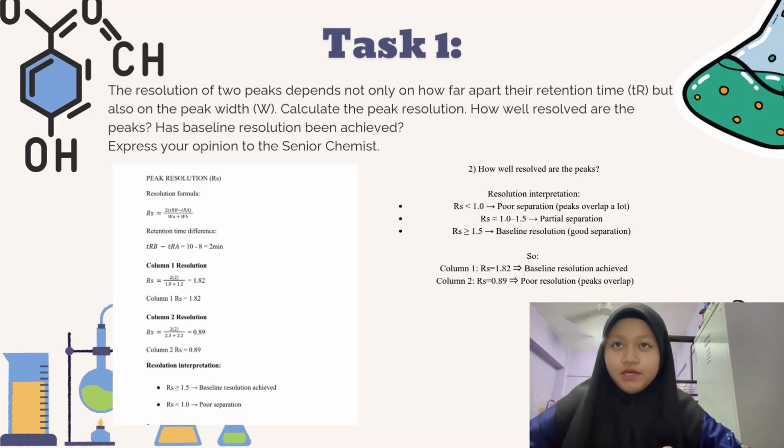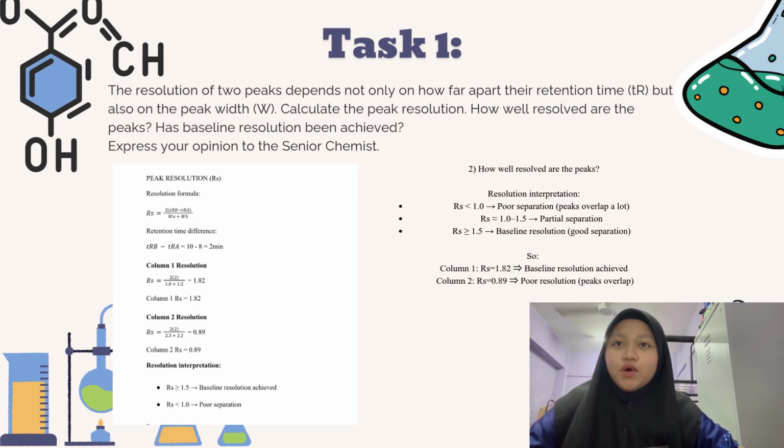Let's go to part 3. In part 3, I calculate the peak resolution, which is Rs. For the resolution formula, I use Rs equals 2 times (TRB minus TRA) over (WA plus WB). So for the retention time difference, I use TRB minus TRA, so 10 minus 8 equals 2 minutes. For column 1, I use the formula.